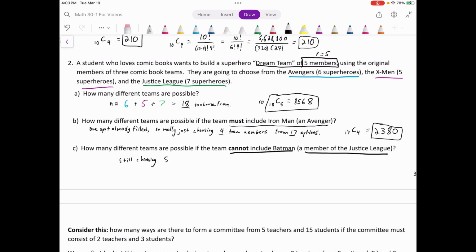Still choosing 5 members, but now from only 17 options, because we're not allowed to include Batman. So that means we're going to have 17 choose 5. 17 choose 5 gives us 6,188.